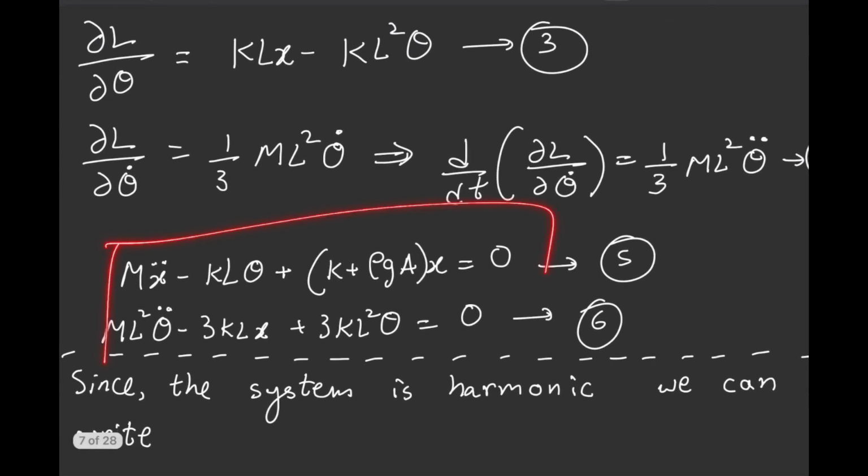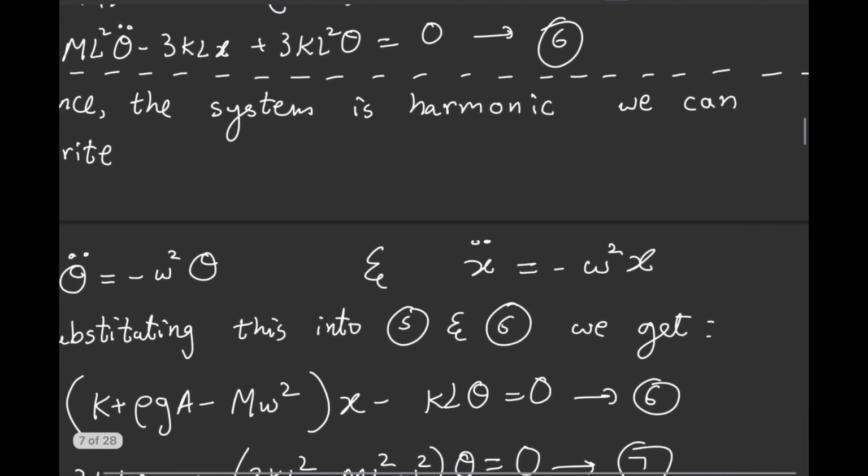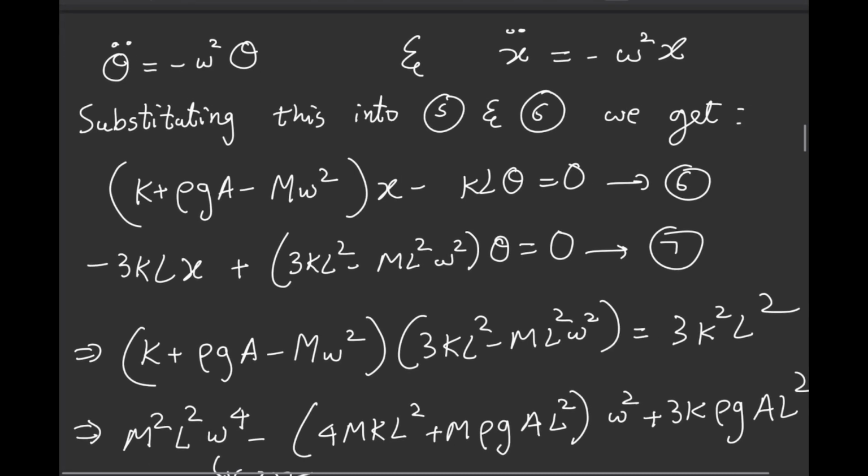These were the two Euler-Lagrange equations that we got: m x double dot minus k L theta plus k plus rho g a x equal to 0. Similarly, we get for theta double dot. Now substituting this back in, we get a slightly bad looking equation: k plus rho g a minus m omega squared, x minus k L theta equal to 0, and minus 3 k L x plus 3 k L squared minus m L squared omega squared, theta is 0. So we got 2 equations here.